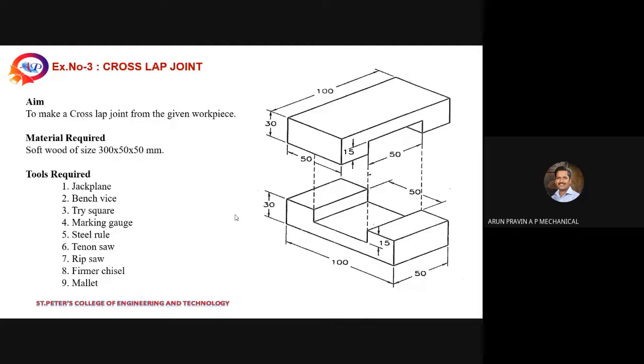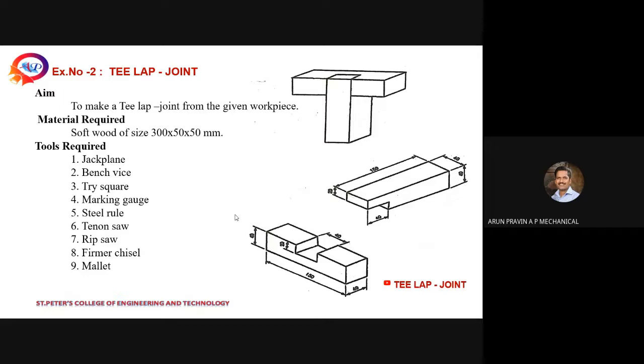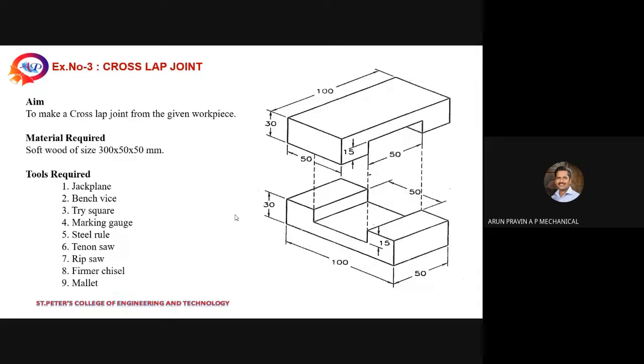So next, the third experiment is your cross lap joint. Similarly to what you did in the T joint. A cross lap joint will make an X shape, a plus shape, like this. Your shape will be like this in the case of the cross lap joint. Similarly to what was done in that T joint, you will get the full shape workpiece.